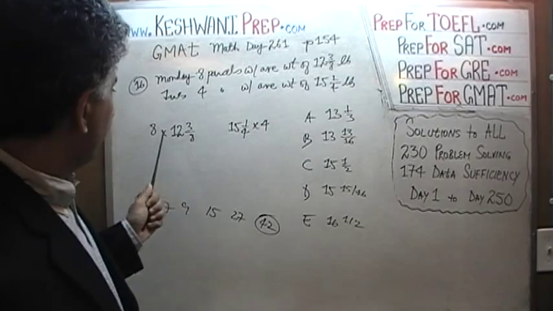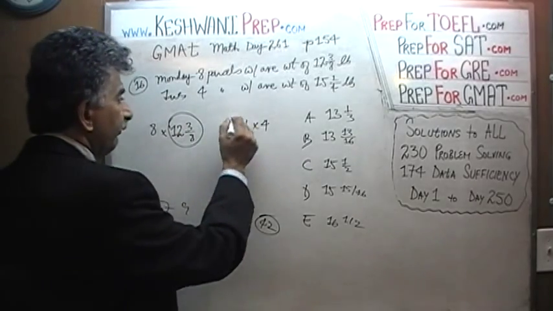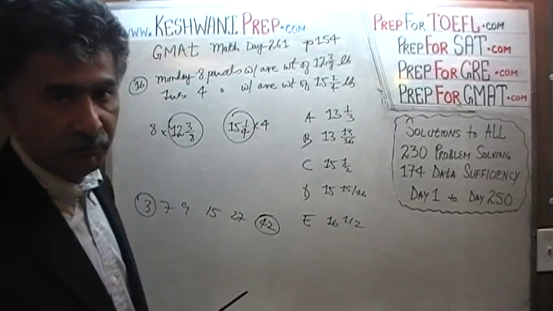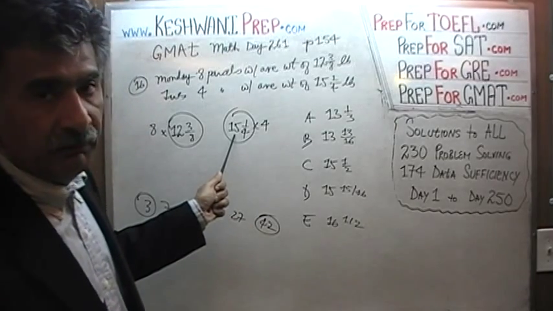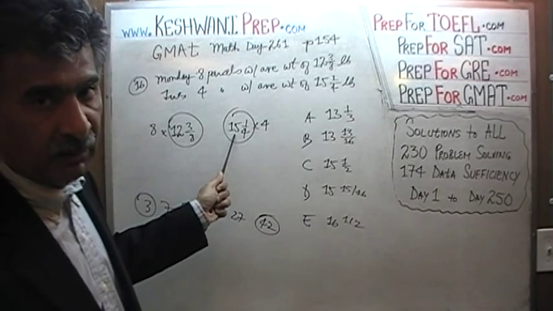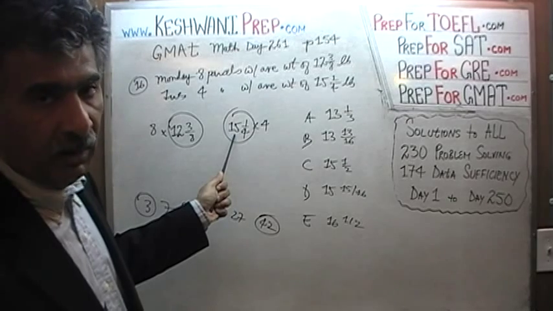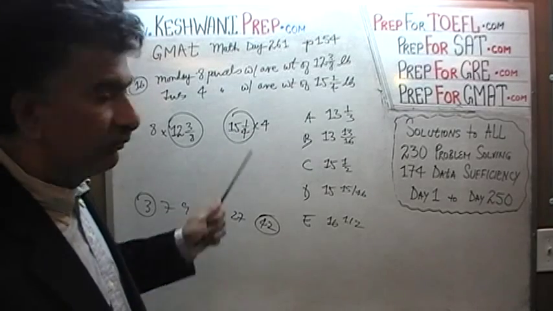But we only have 2 numbers here. We have 12 and 3/8 and 15 and 1/4. We have 4 of these and 8 of these. But the point is, 15 and 1/4 is the highest value that we have in these 12 numbers. How can the average of these 12 numbers be more than 15 and 1/4?